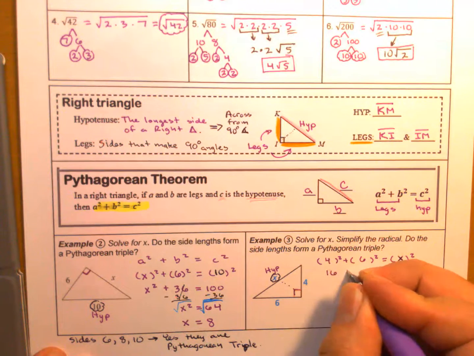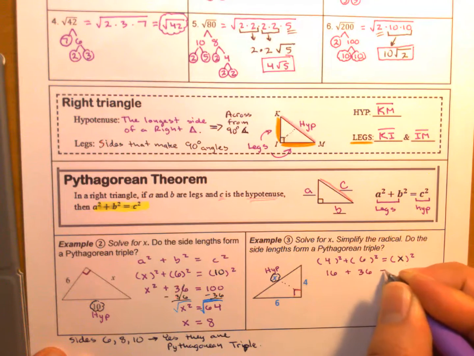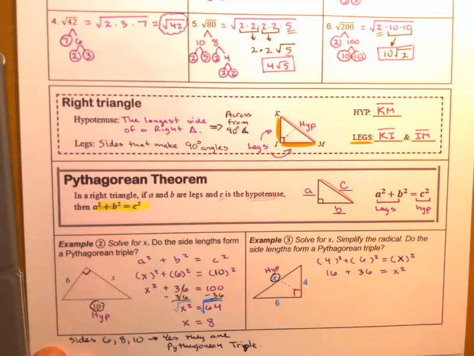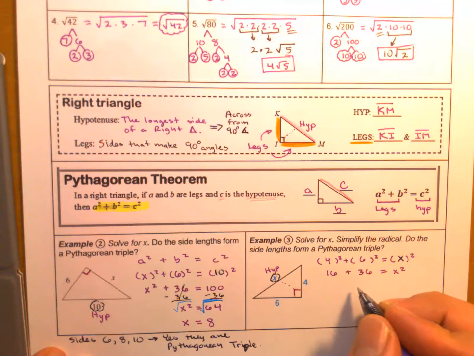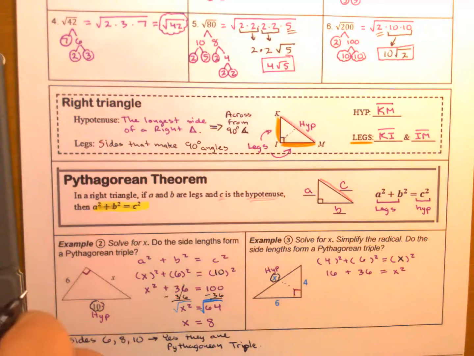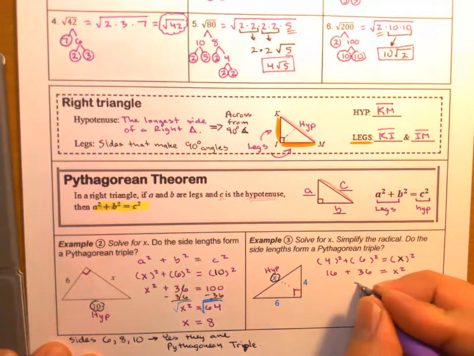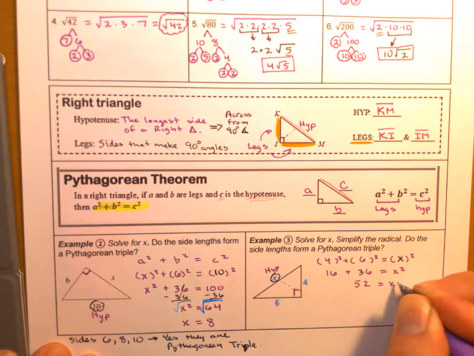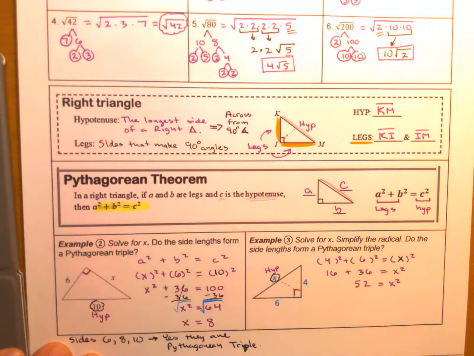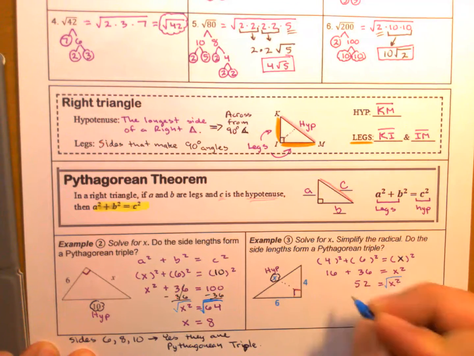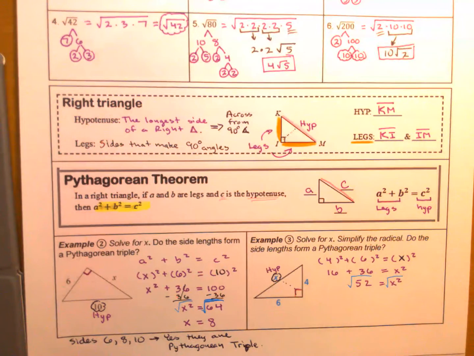This is 16. This is 36 is equal to x squared. I'm going to add these two. I don't need to subtract. This is straight addition. So then I get 16 plus 36 is 52 is equal to x squared. And of course, just like we said earlier, the only thing in math that gets rid of a power 2 is a square root. So I'm going to give both sides a square root.